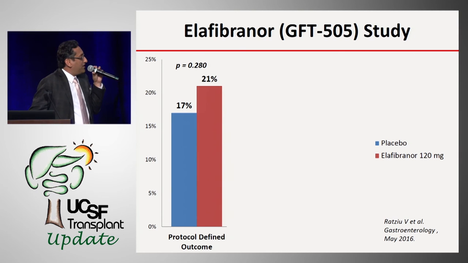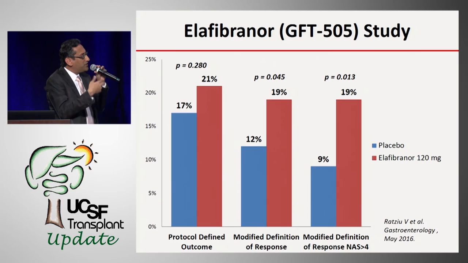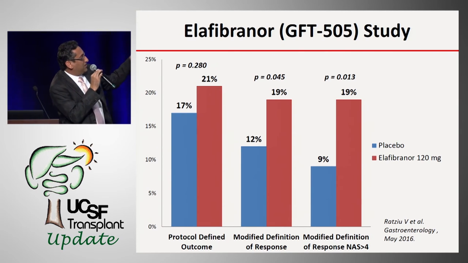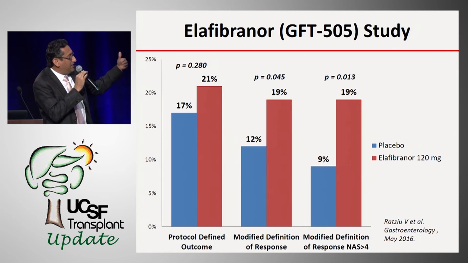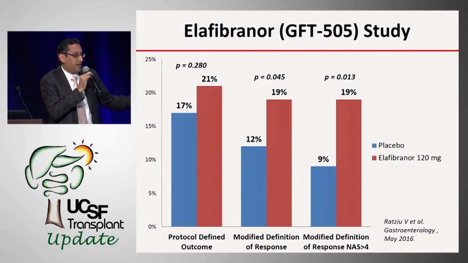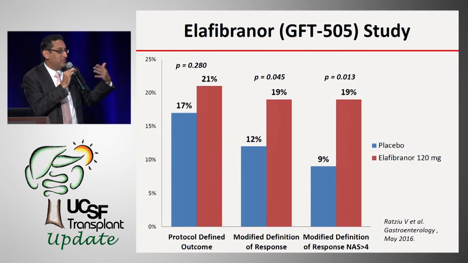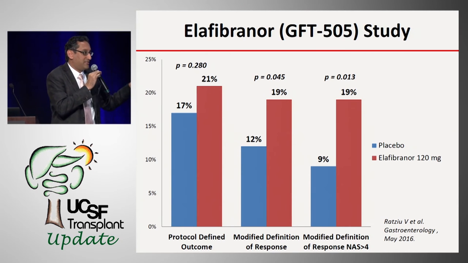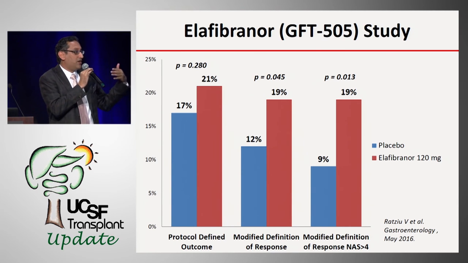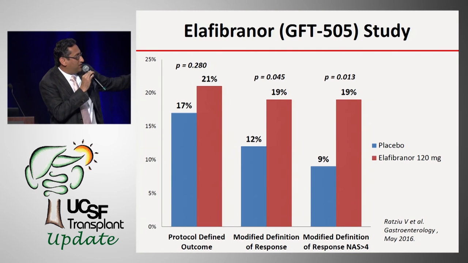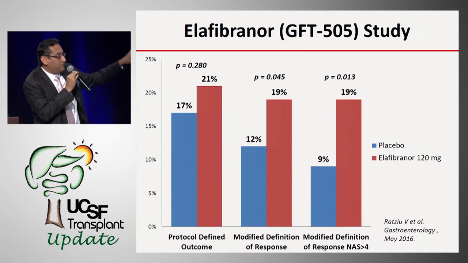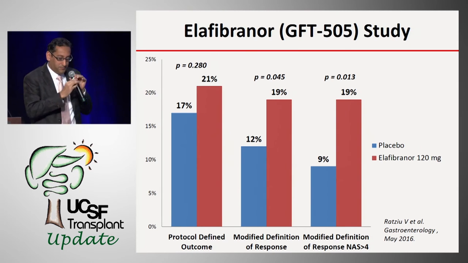What about the modified definition? That's where you started looking at the change. So 19% of patients versus 12%. And when they looked at the more strict criteria, the NAS score, interestingly, it was one of the big multi-center studies, and a lot of patients got into the trial with a NAS score of about 3. Once they looked at a NAS score of greater than 4, it starts showing the benefit. So it was 19% versus 9%.